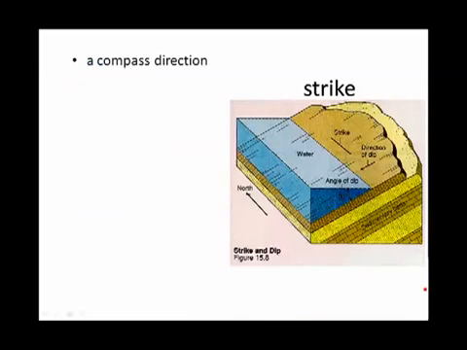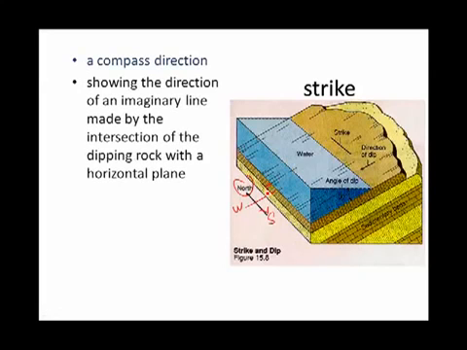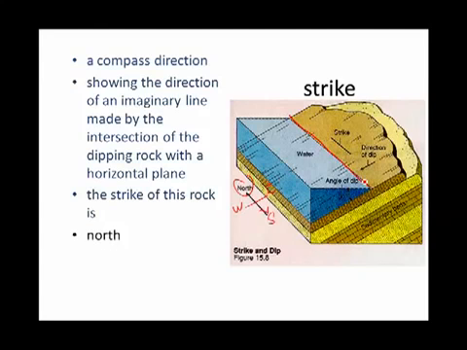Geologists also want to describe the direction in which the rock layer is tilting. In this you'll notice that we've got north. If we wanted to, we could always put in west, east, and south. And we have a tilting rock layer. The compass direction is given by the strike. The strike is the direction of an imaginary line made by the intersection of the dipping rock with the horizontal plane. In other words, this line right there. That has a strike. In this case, the strike of this rock is north.